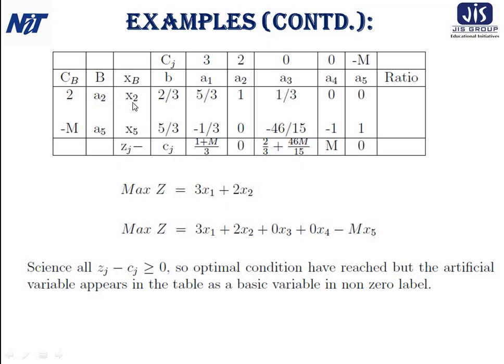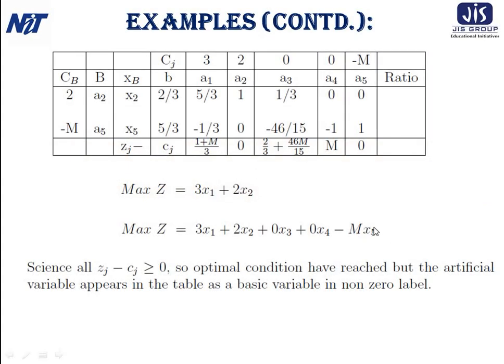Now we have to put this value. If we put the value of x2 and x5, x5 has some effect, because x5 is not 0 here. So we are not getting the value of the original objective function. That's why this problem has no solution, because here we are not getting the value of the original objective function.